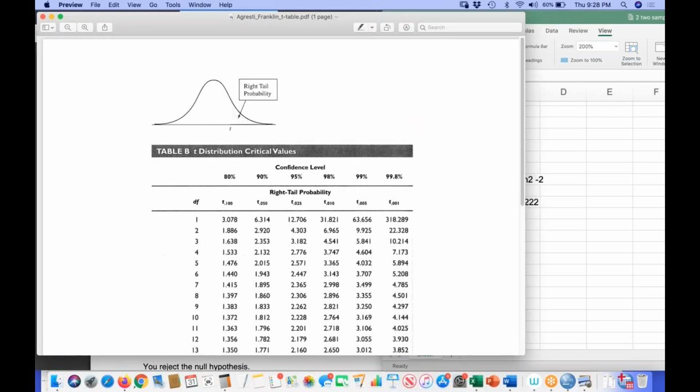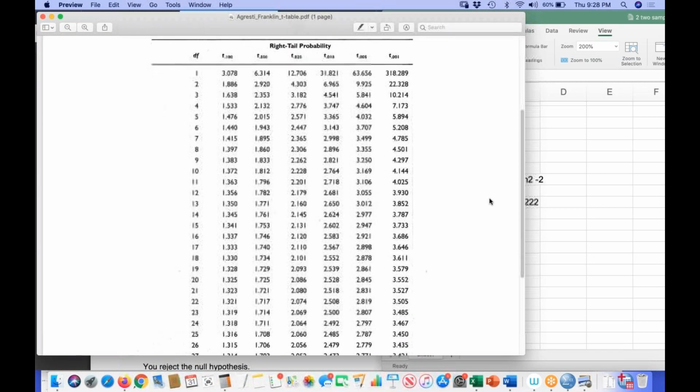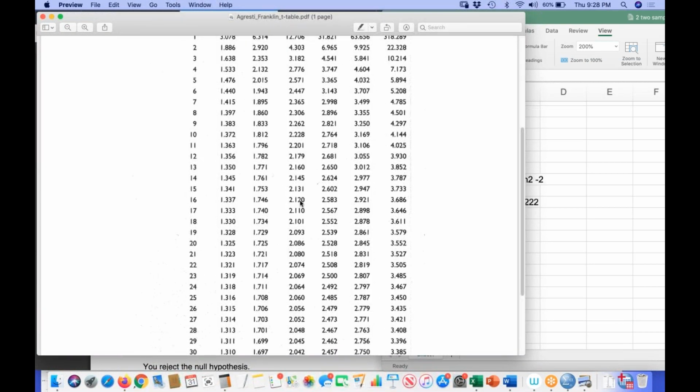Oh, I got the Z table. No, I got the T table. So our degrees of freedom is 16. Our critical value of T is 2.12.